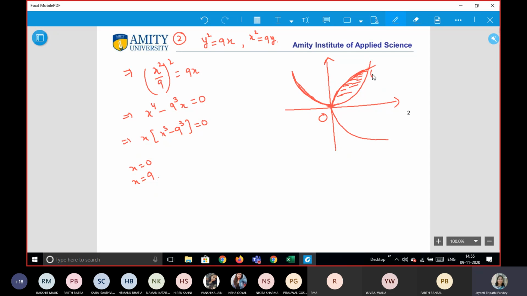So this point will be, if I get x is 9, y will also be 9. Is this intersection understood? Yes, ma'am. Now area needed, let's see, integral 0 to 9 of y2 minus y1 dx. Now what is your y2? This is your y2 and this is your y1.